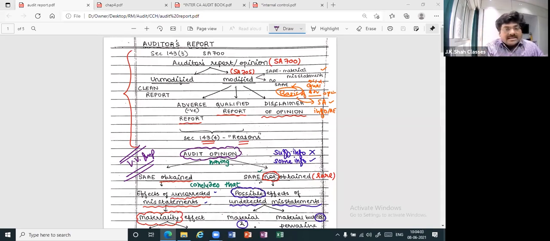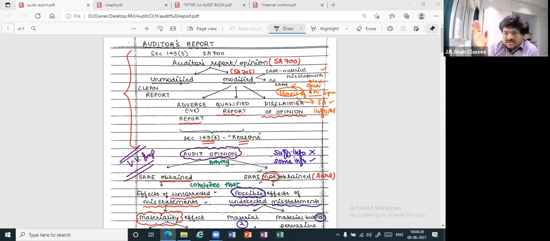Now when you talk about SA 700, it is to give an opinion. 705 is to modify. Thereafter 706 is on emphasis of matter and other matter paras, 2 paras. 701 is on key audit matters, KAM, and 710 is still left, which is on comparative information, that we'll see later.